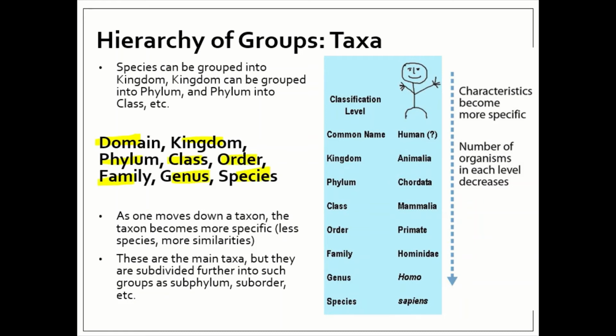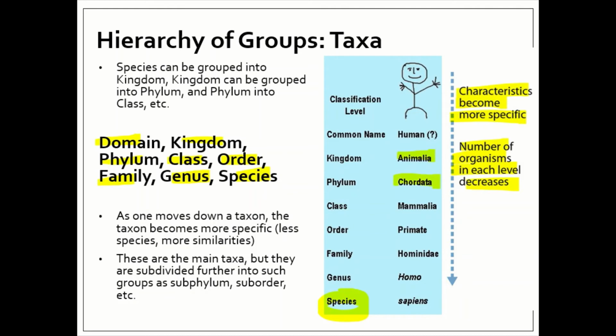And as you go down to the species, the number of organisms becomes less because the characteristics are more specific. So you're going to have a lot of species in a kingdom and very few when you get to the species. You're getting much more specific in the characteristics as you move through these taxa. So for us, we are in the kingdom Animalia.